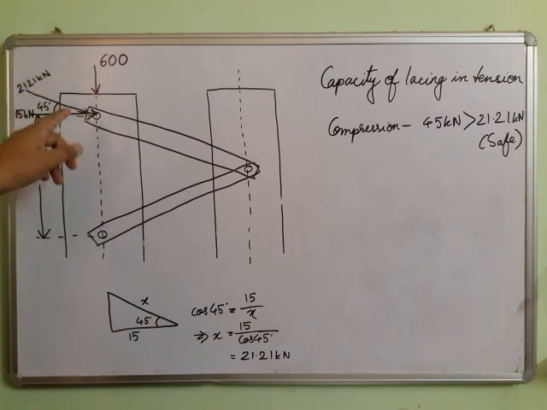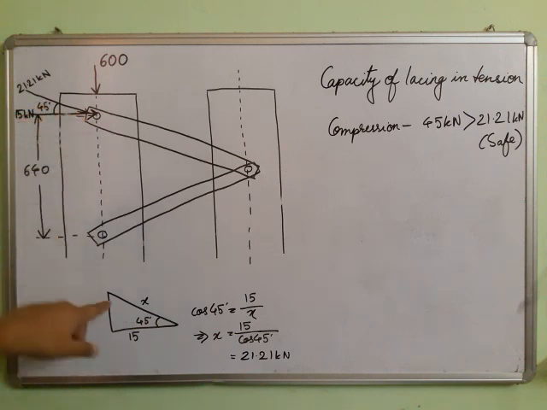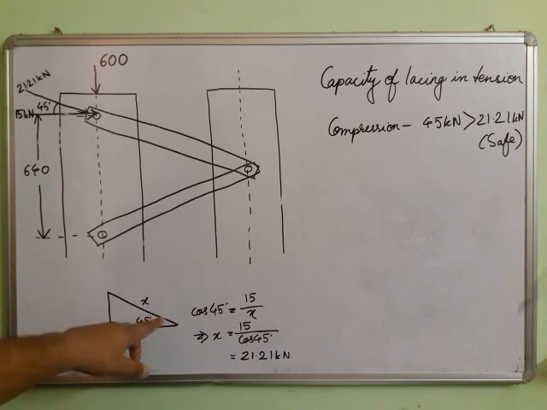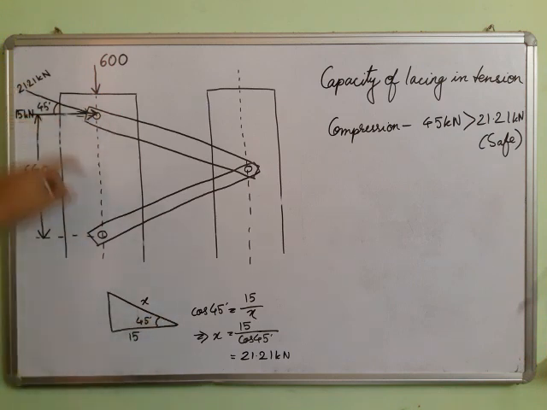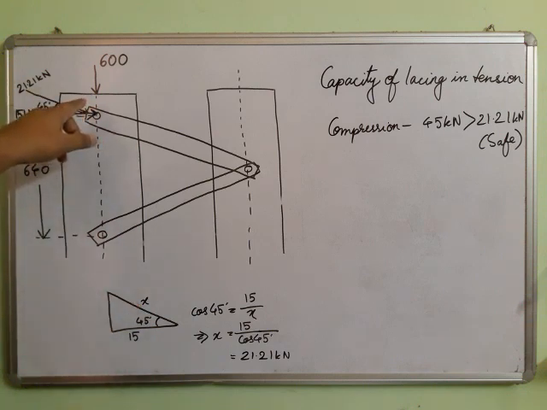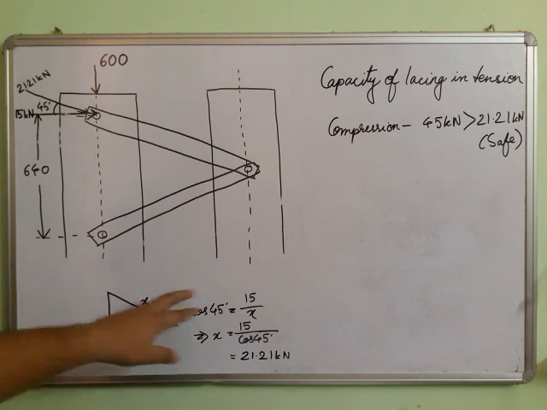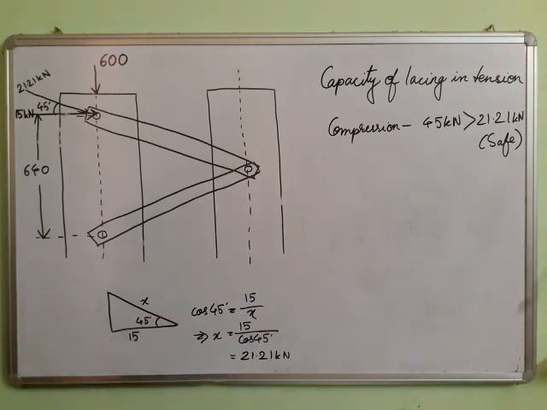It is there in the IS code that 2.5% of the load is falling horizontally, that is the component. And then we resolve it like this. So 2.5% of 600 is 15. Then if this is the triangle, and we take x as the load in this direction, the component will be, using cos theta, cos 45 is equal to base by hypotenuse. So using this we get 21.21 kN.